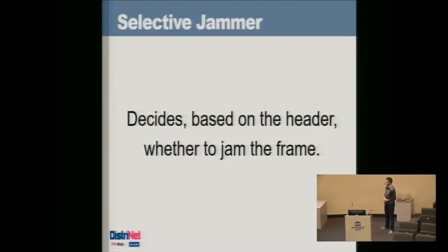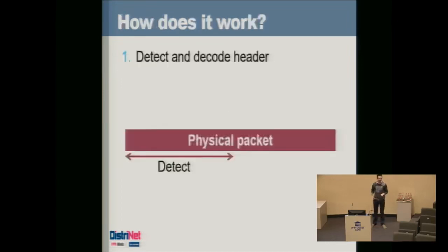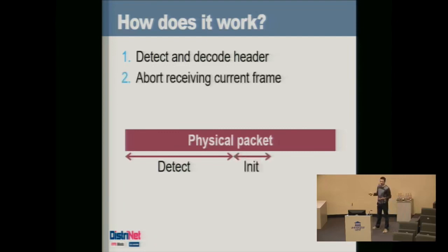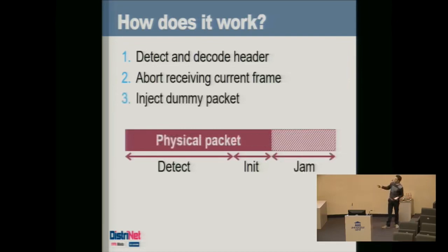to a certain device. And what are the steps we need to do in order to implement this using our devices? Well, the first thing we need to do is detect a new incoming transmission, and then we need to decode the header of this packet. And once we have decided to jam this packet, we have to initialize our jammer. Basically, we have to stop receiving the current frame and put our antenna into transmit mode. And then we simply inject a dummy packet to jam the remaining content of this packet.